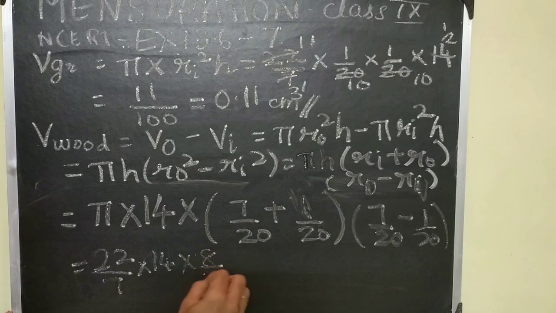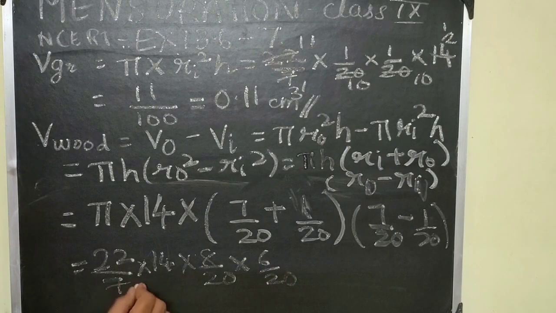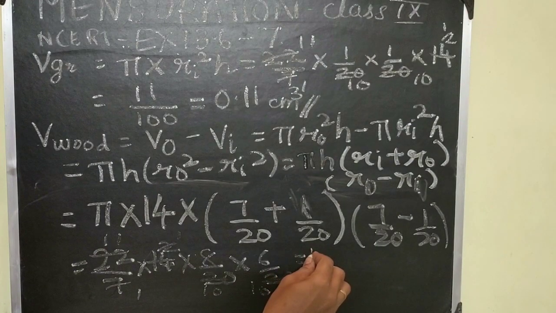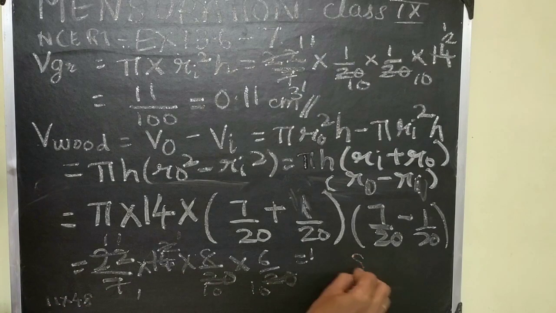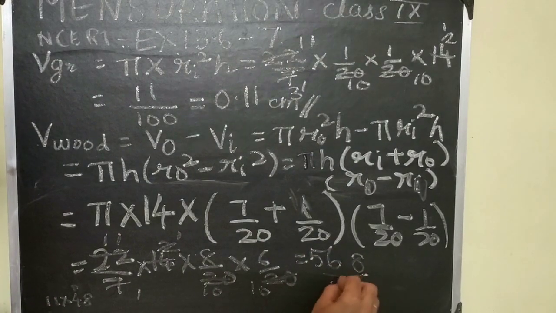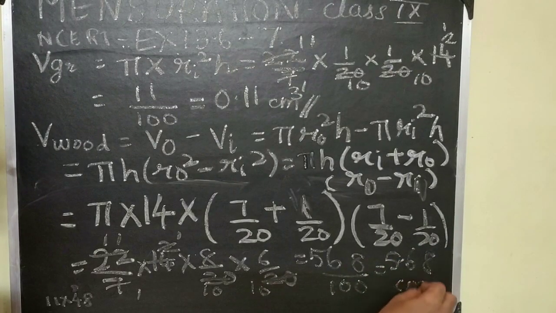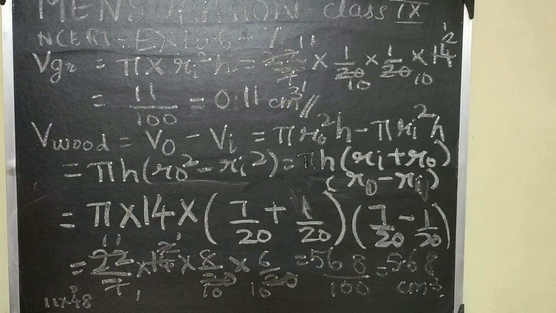So 8 by 20 into 6 by 20, because 7 minus 1 is 6, so the bottom is the same and we just need to subtract the top. So this comes to 7 ones are 7, 7 2s are 14, 2 ones are 2, 2 tens are 20. Similarly here also 11 and 10. So 11 into 48. 8 6s are 48. That comes to 11 8s are 88, 11 4s are 44 plus 8 is 52, divided by 100, which comes to 5.68 centimeter cube. So this is the volume of the wood required, and 0.11 is the volume of the graphite required.